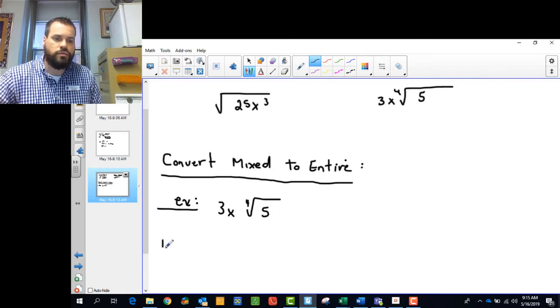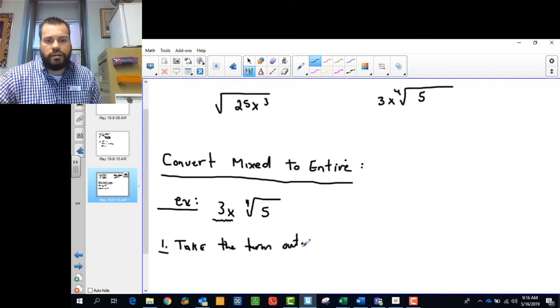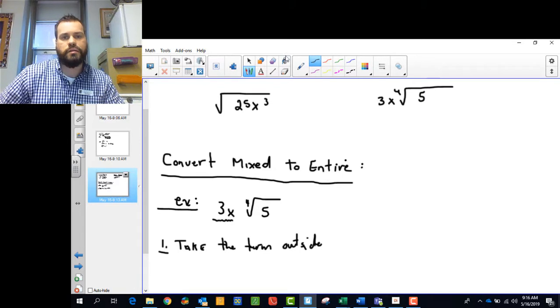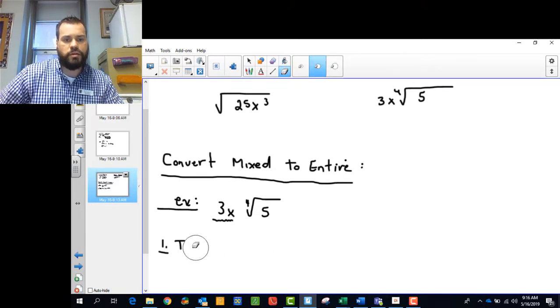So the first thing you're going to do is you're going to take this part, all right, and you're going to write it inside by raising it to the power of the index of the radical. So we're going to take, and I'm going to use simplified language here, the term outside, and I apologize for the poorness of my writing. Maybe I can actually type this instead. It's probably going to be easier.